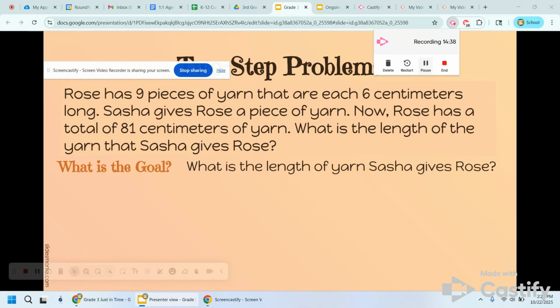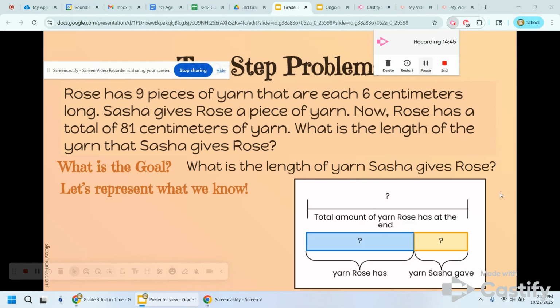I can represent that. If I back up a little bit and think about the structure of the problem, I can represent that. So I know that I have the total amount of yarn that Rose has at the end, and it's made up of 2 parts. It's made up of the yarn that Rose starts with, and it's made up of the piece of yarn that Sasha gave. So the yarn that Rose has plus the piece of yarn Sasha gave her together make the total.